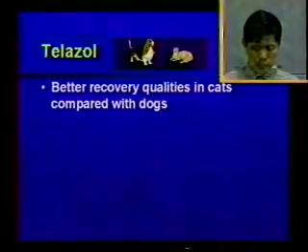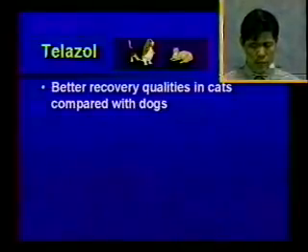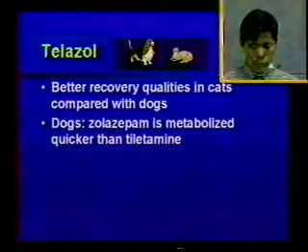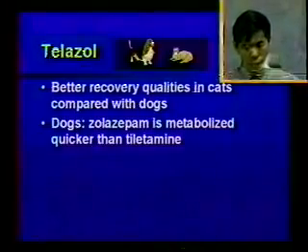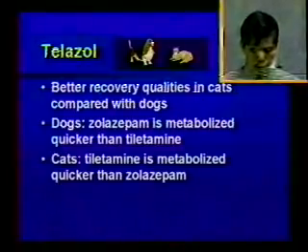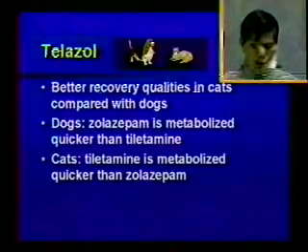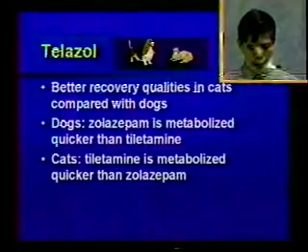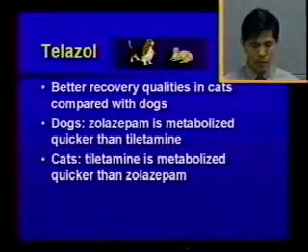There's a difference between dogs and cats in terms of recovery. It has been observed that cats have better recovery following Telazol injection, and there's an explanation for this. In dogs, zolazepam is metabolized quicker than tiletamine. It means that there is a lingering effect of tiletamine causing this rough recovery in dogs. On the other hand, in cats, tiletamine is metabolized quicker than zolazepam. So in this case, zolazepam, which is a tranquilizer, has a longer effect than the tiletamine, which is the dissociative. And again, this explains why there are better recoveries in cats following Telazol injection compared with dogs.